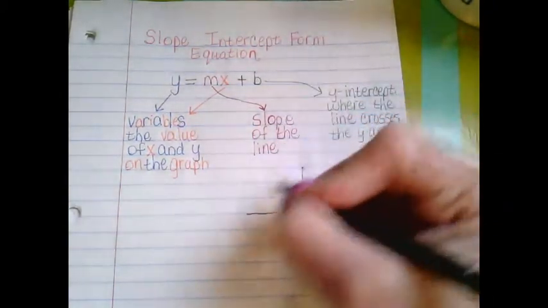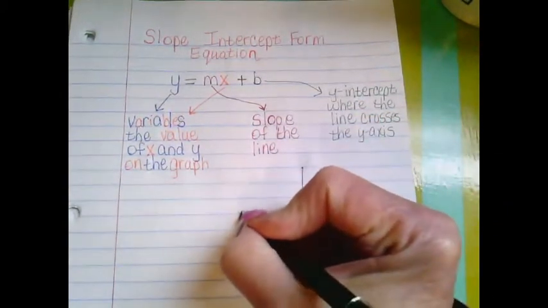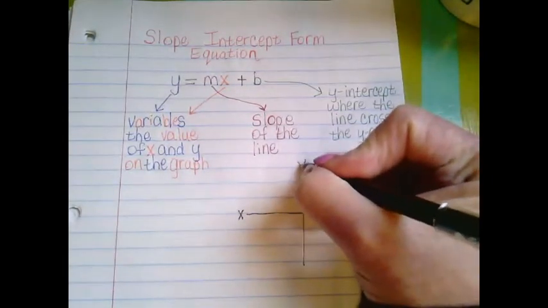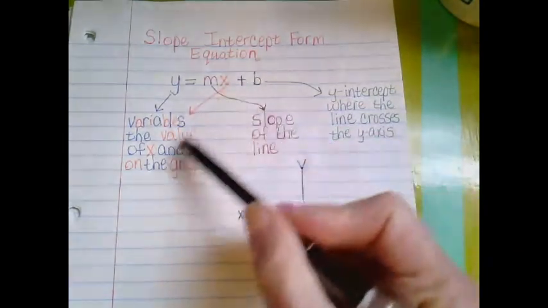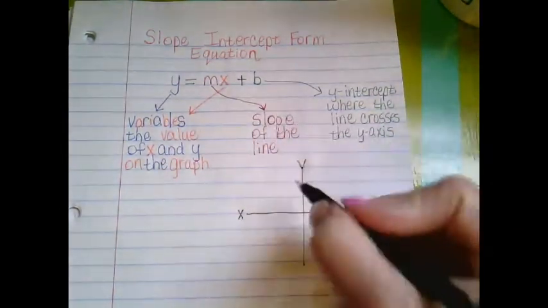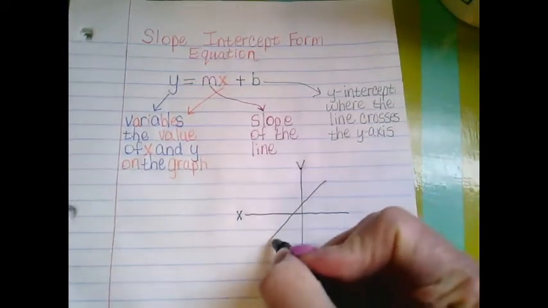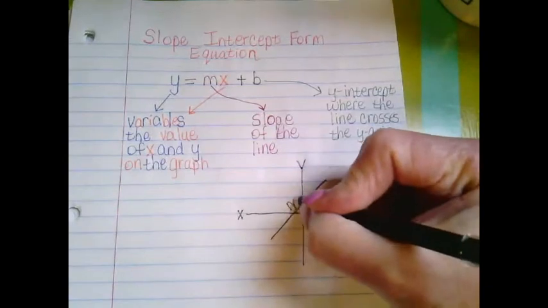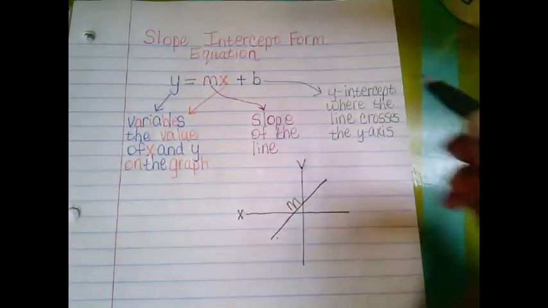Remember last week we talked about graphing and how we always go to the x-axis first and then the y-axis. That's what this represents. M is the slope of the line. If we had a line that went through like this, that would be m, or the slope of the line.